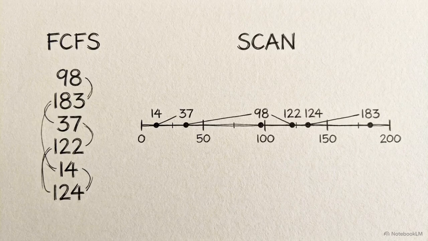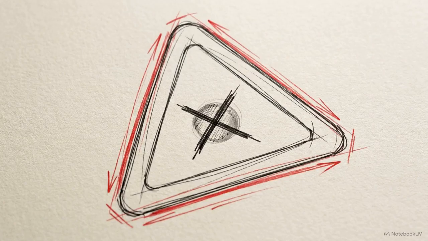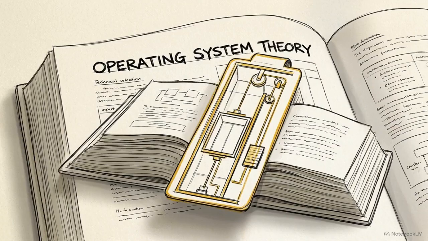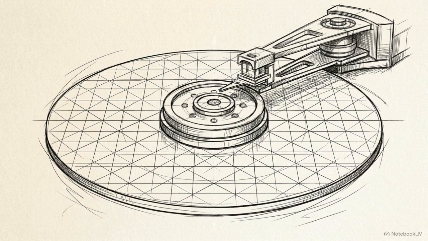Despite these empty movements, SCAN organizes the randomized arrivals of FCFS while eliminating the starvation risks found in Shortest Seek Time First. The elevator algorithm remains a standard in operating system theory because it represents a reliable compromise between peak mechanical efficiency and uniform service for every request.